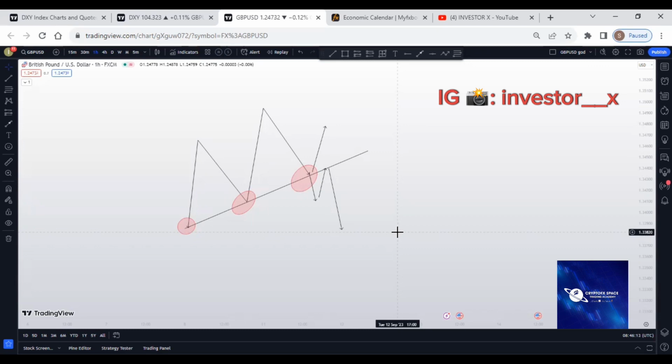But in most scenarios, there's going to be a break. So now it's left for you to enter aggressively or to enter conservatively. I'm going to be explaining that for you in this video.